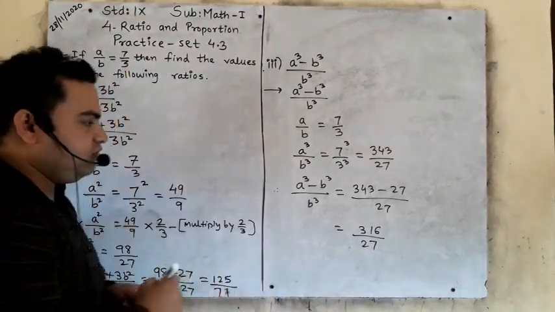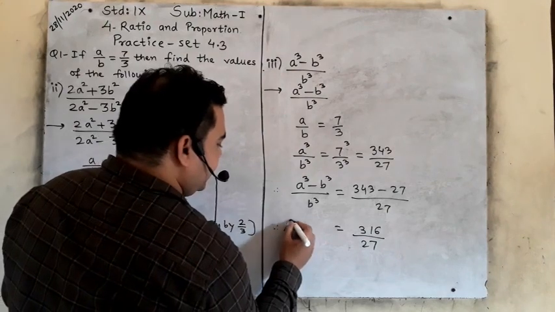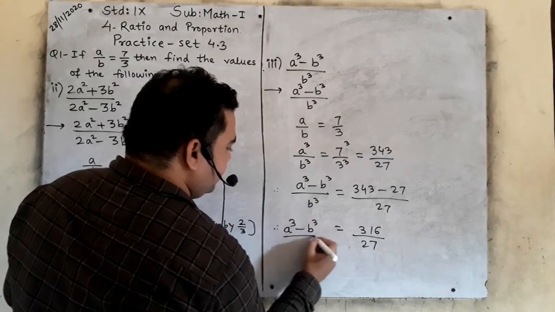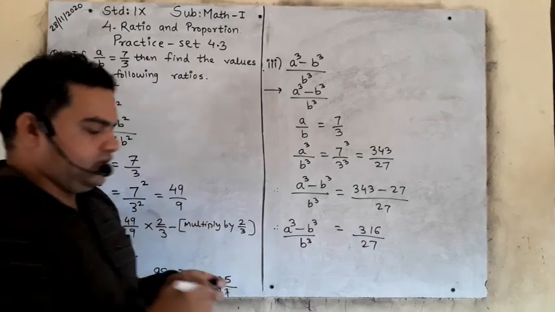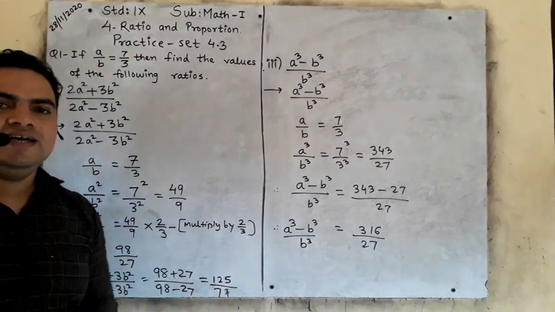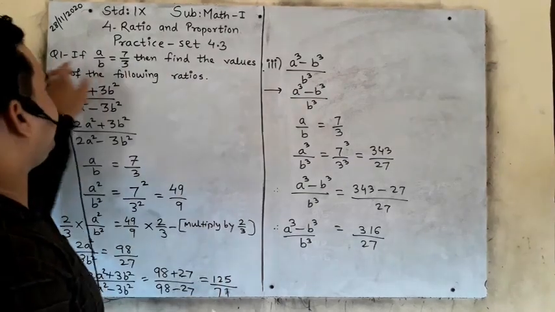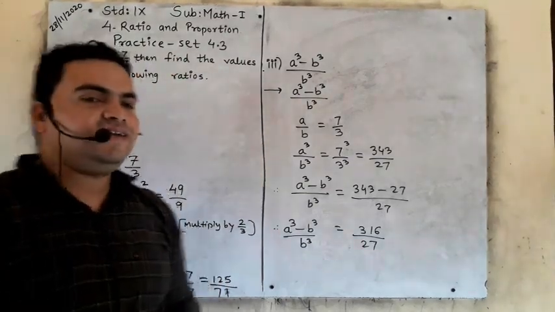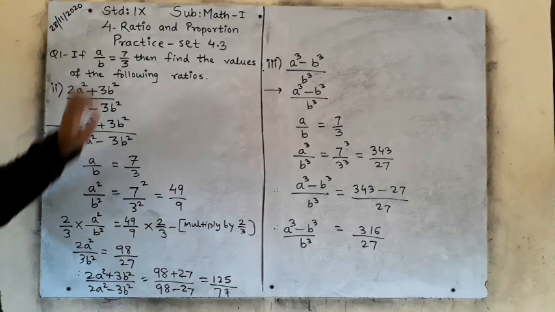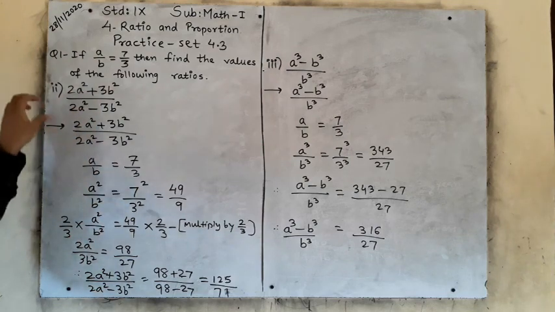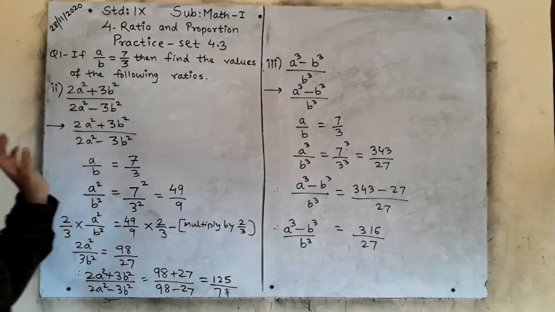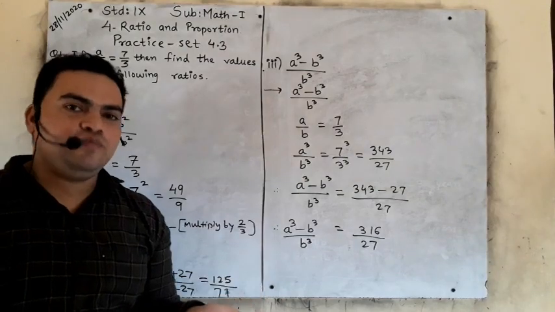So now we got the answer over here, that is a cube minus b cube upon b cube is equal to 316 upon 27. So this is how we have to solve question number 1 of practice set 4.3, and it is a upon b is equal to 7 upon 3. So we have to find the values of the given ratio, and it is very much easy. I hope you understood here.